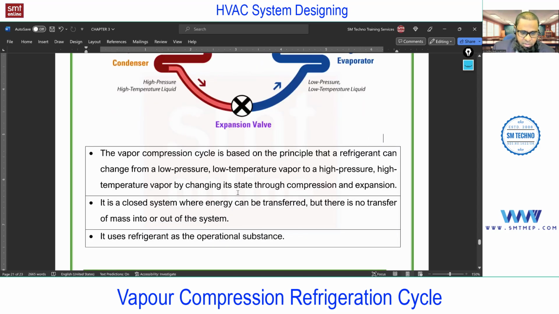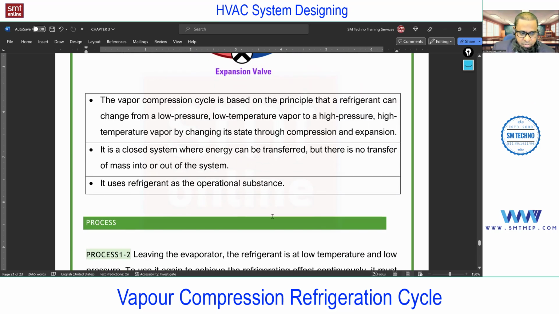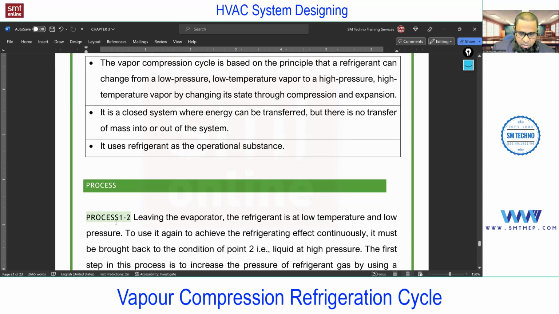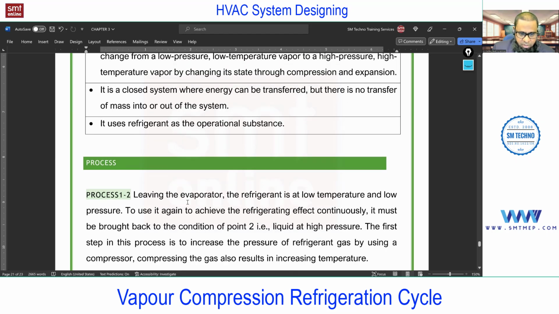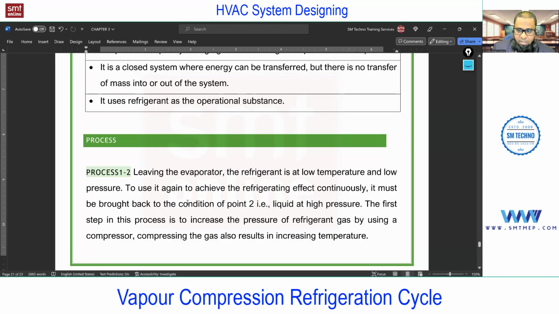And it's used as a refrigerant. What a refrigerant is, we already discussed. So now you see point 1 to 2. Let me mark this point so that you'll get a clear idea. Point 1 to 2: leaving the evaporator, the refrigerant at low pressure and low temperature is used again to achieve the refrigeration effect continuously.